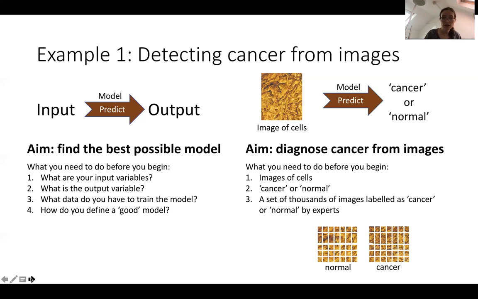To train your model, you might have a collection of thousands of images of cells that have already been labeled as cancer or normal by experts. Finally, you might want to build a model that is as accurate as possible at predicting whether an image is of a cancerous cell or a normal cell.